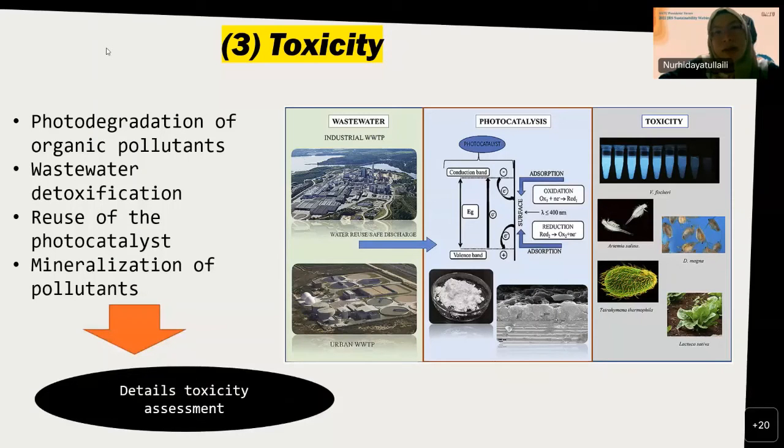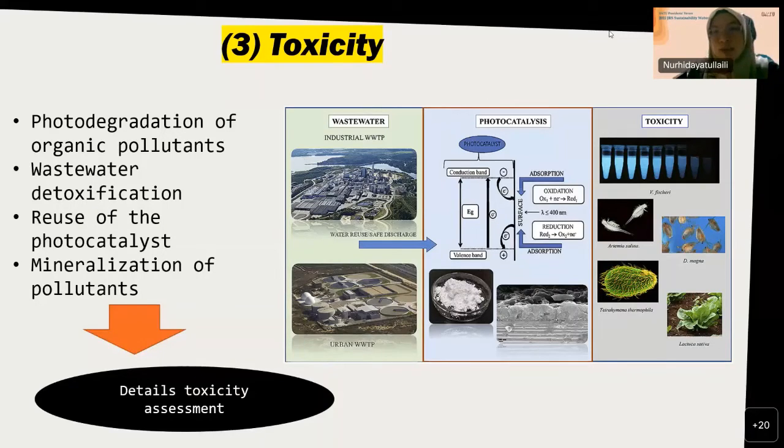And the last one is on toxicity. When you are talking about nanomaterials, you cannot run away from the toxicity issues. As the particle size is reduced, there are some concerns on the toxicity. So that's why a detailed toxicity assessment should be considered, reported and published in public before it can be commercialized.